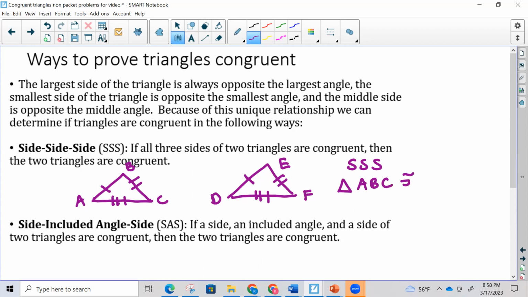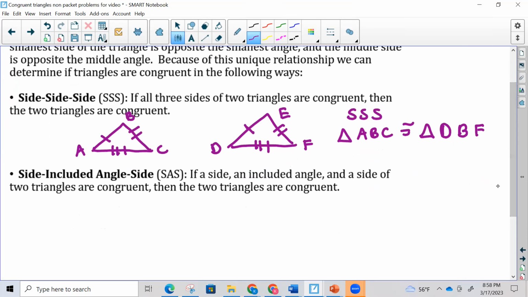And so I can state triangle ABC is congruent to triangle, and I have to match it up. So A is between 1 and 3, and D is between 1 and 3. So I would go D, and then I would go to B, which is between 1 and 2, and so is E, D, B, F. And so I can say these 2 triangles are congruent just knowing that I have 3 pairs of sides that are congruent. And I don't have to know anything about the angle measures. So that's one way to prove triangles congruent.